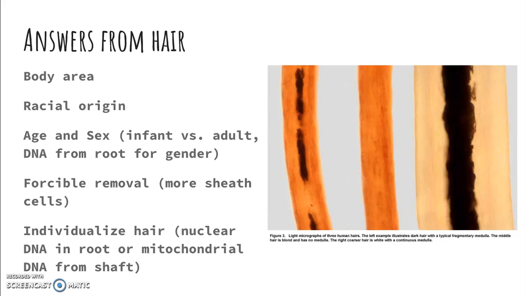Answers we can get from hair: we can figure out what part of the body it came from, we can figure out racial origin, we can figure out age and gender, we can figure out if it was forcibly removed or not, and then we can actually individualize hair a little bit more by 2 types of DNA we could find. Nuclear DNA, which is DNA from the nucleus, that's in the root of the hair, or potentially mitochondrial DNA, which is from mitochondria in the shaft of the hair.